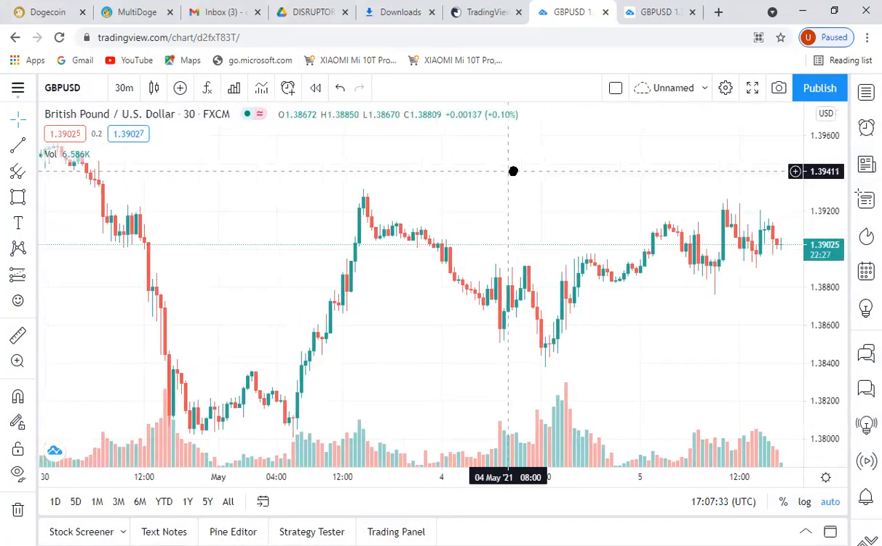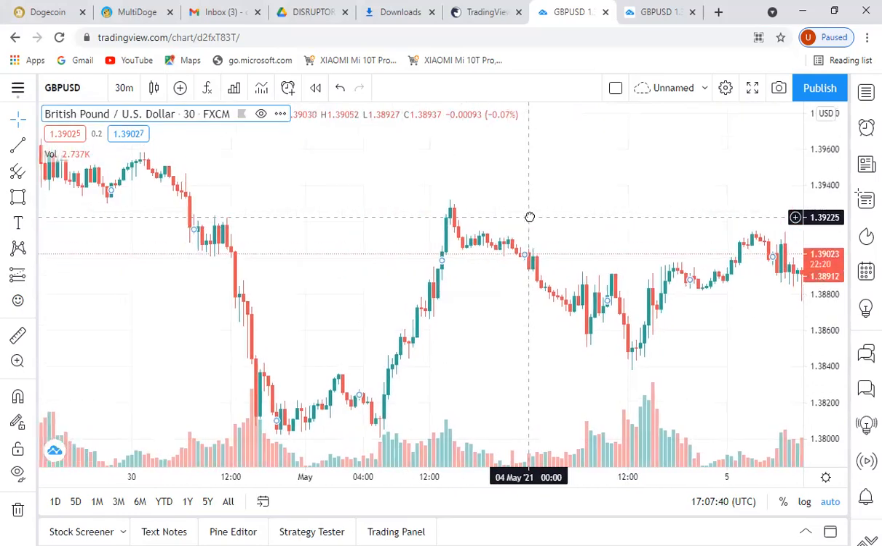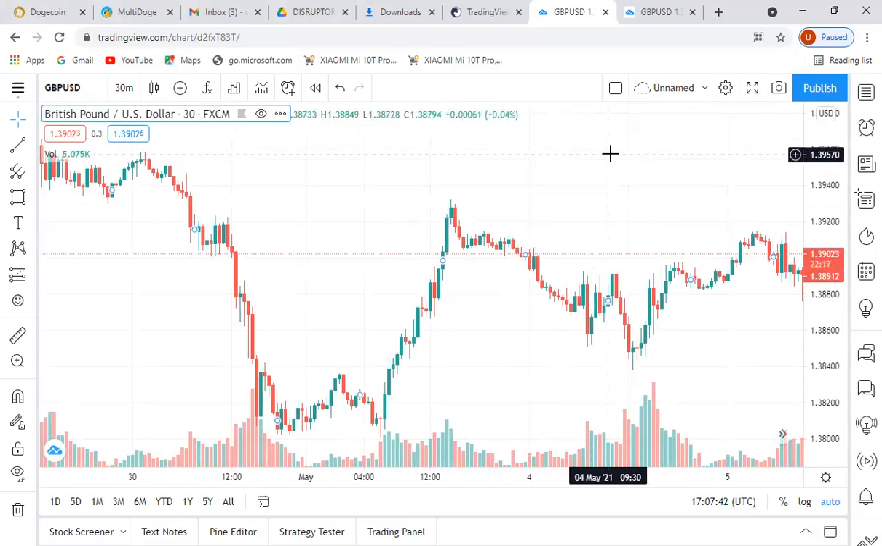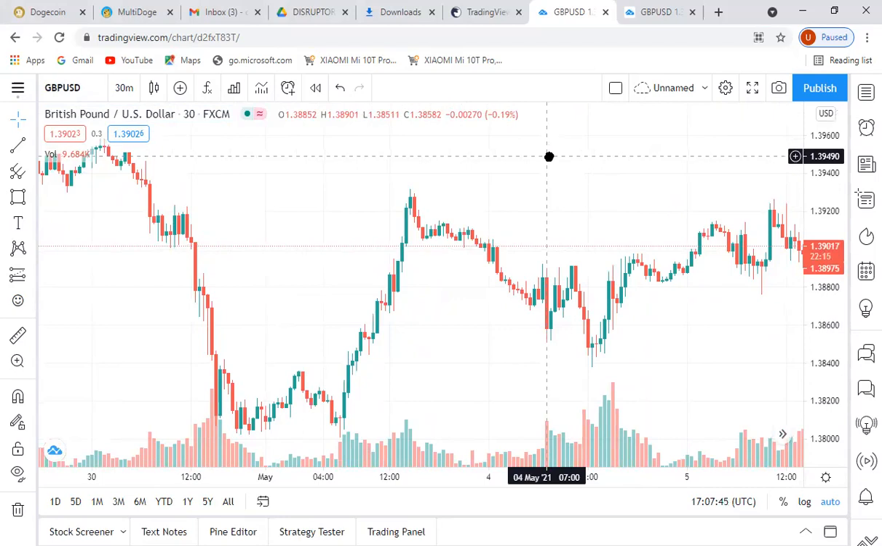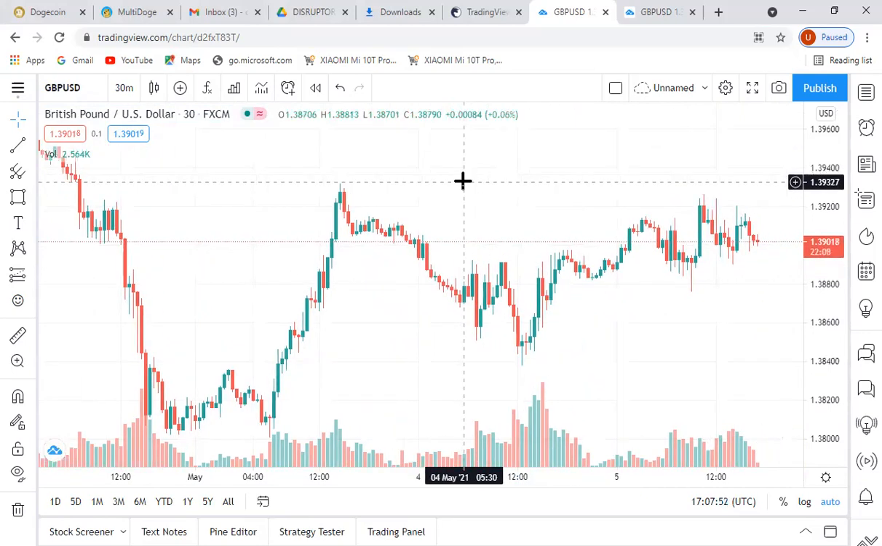Okay, I'm sticking to the time frame. I don't want you to use 30, 15 minutes, because 30 minutes is moderate among all the time frames. Between the lower time frames, 15 to 10 minutes to 5 minutes or 1 minute, 30 minutes is the most preferable time frame for you to work with. So that's just it.